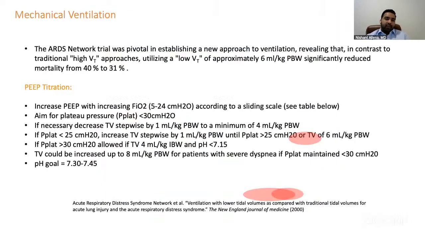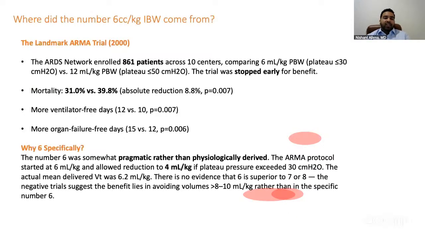So coming to mechanical ventilation, which is the major part of ARDS. The ARDS Network trial was pivotal in establishing the new approach, wherein they showed that high tidal volumes cause an increase in mortality, and that utilizing a lower tidal volume strategy of 6 ml per kg of ideal body weight significantly reduced mortality. I put in the PEEP titration table here, but honestly, in today's day and age, it's not really necessary. So where did the number 6 cc per kg ideal body weight come from?